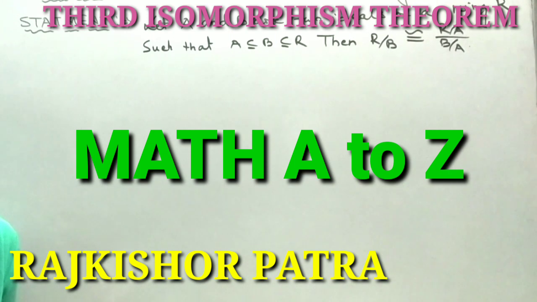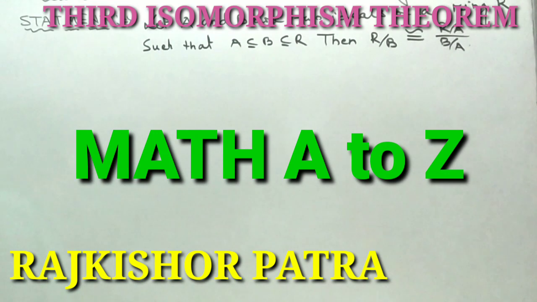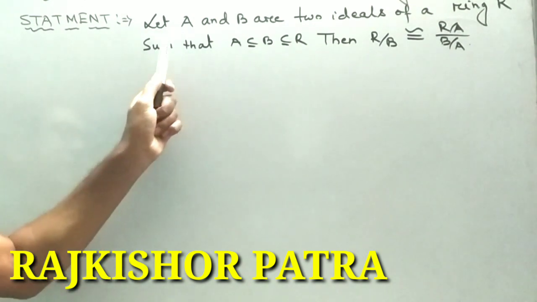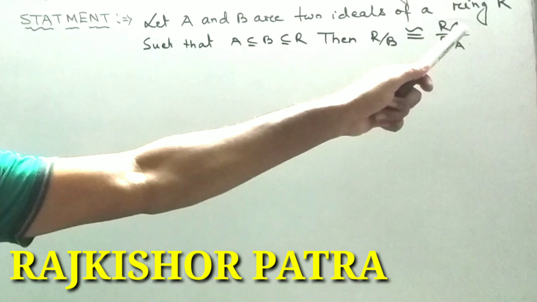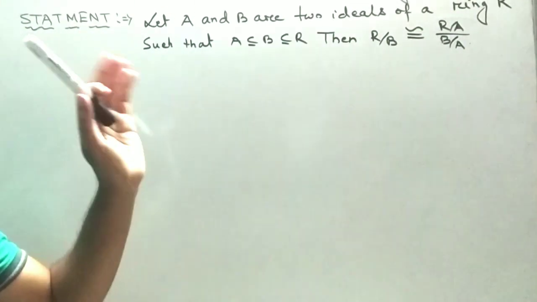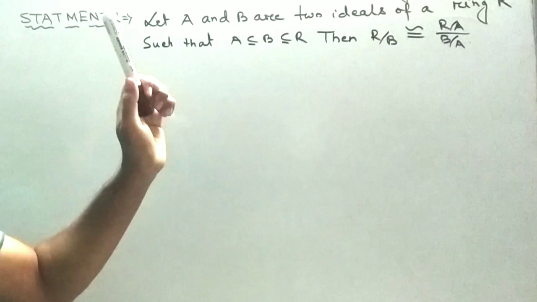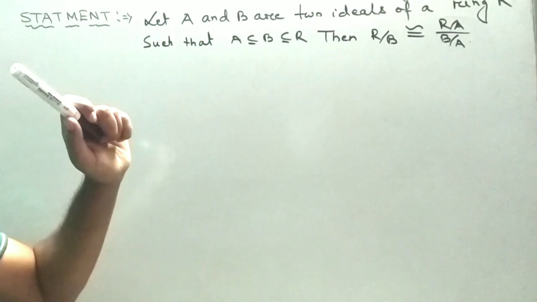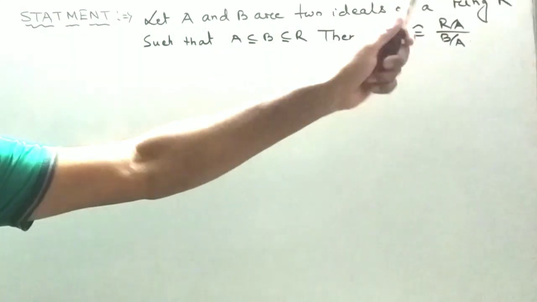The topic of today's lecture is the third isomorphism theorem of ring, and the statement is: let A and B be two ideals of the same ring R, such that A is a subset of B, which is a subset of R. Then the third isomorphism theorem of ring states that R/B is isomorphic to (R/A)/(B/A).